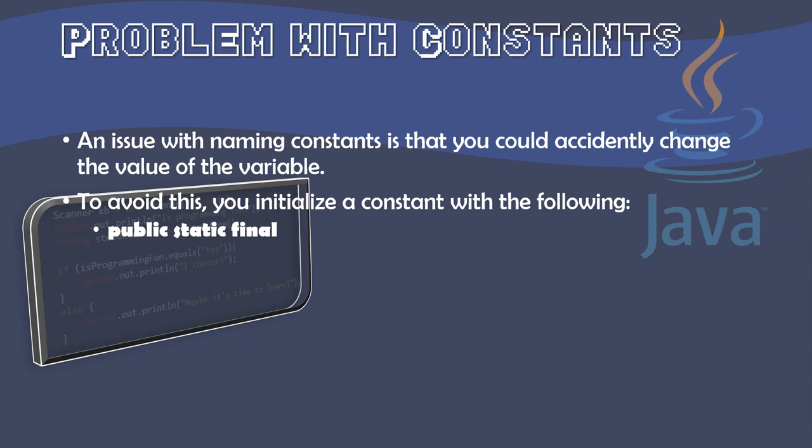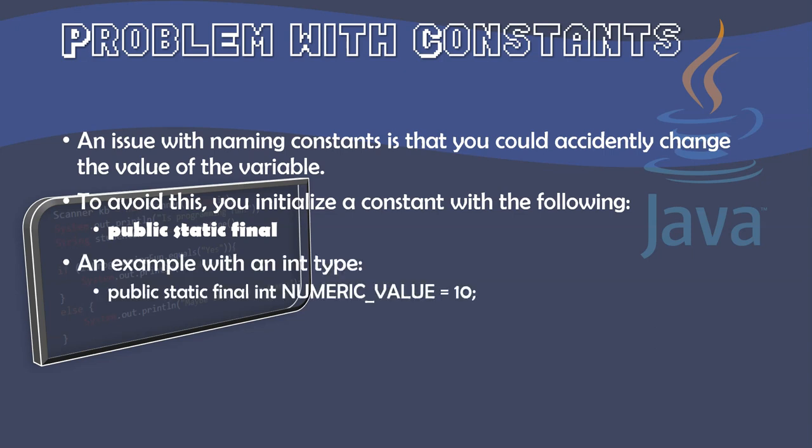So I say public static final, then whatever we would do with that variable. If we want to see this in an example, I would say public static final int numeric value equals 10. The public simply is just a word that means it's accessible by the program. We'll talk more about public and private later on.